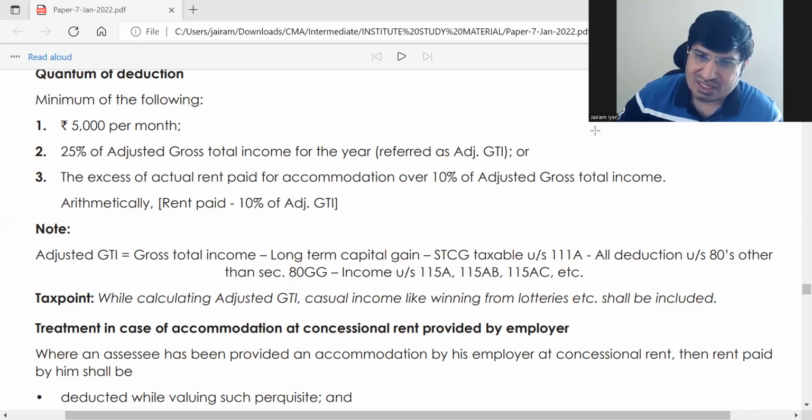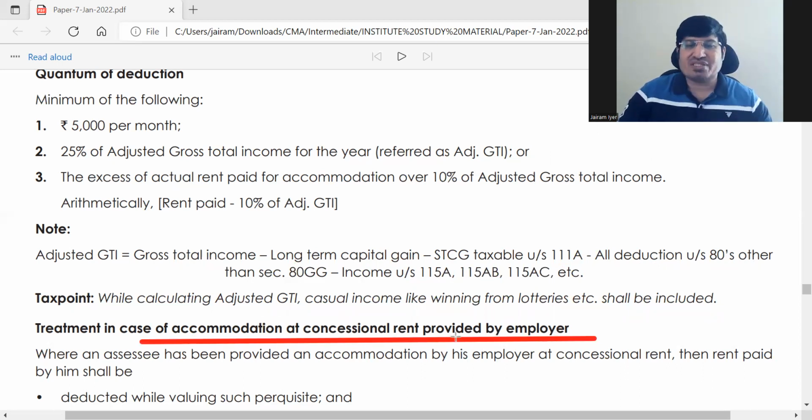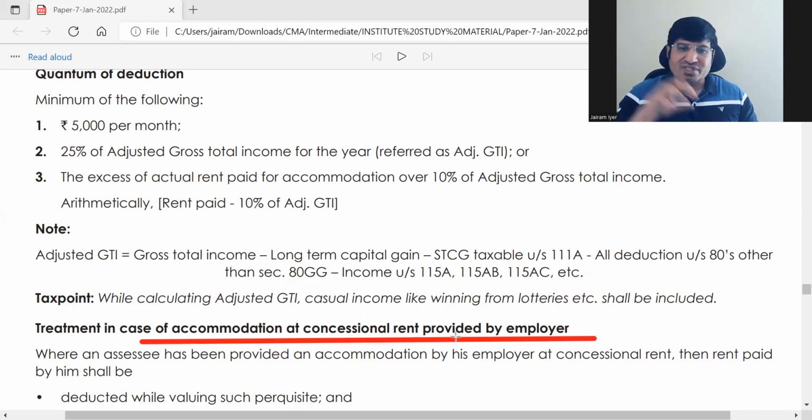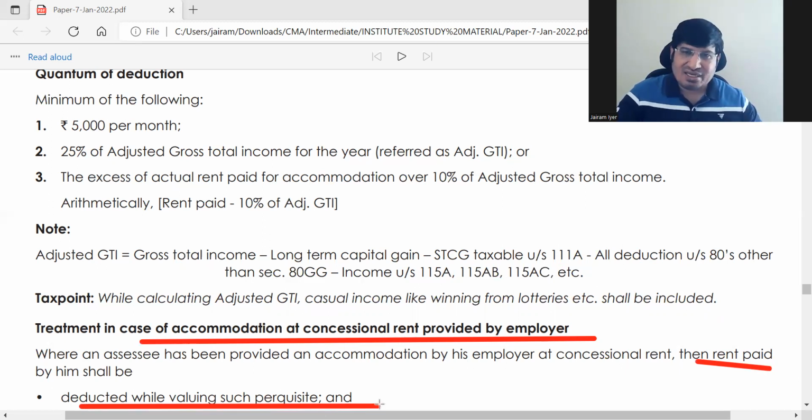After this there is one small point. If there is any concession provided in rent, when concession is provided in rent, what do we do? We calculate perquisite value. In salaries, if the employer provides you concessional rent, we first calculate the value of the perquisite, correct? Once you get the value of the perquisite, you deduct the rent taken from the employer, correct? So here also the rent paid shall be deducted while valuing such perquisite. This treatment will be there as per salaries.